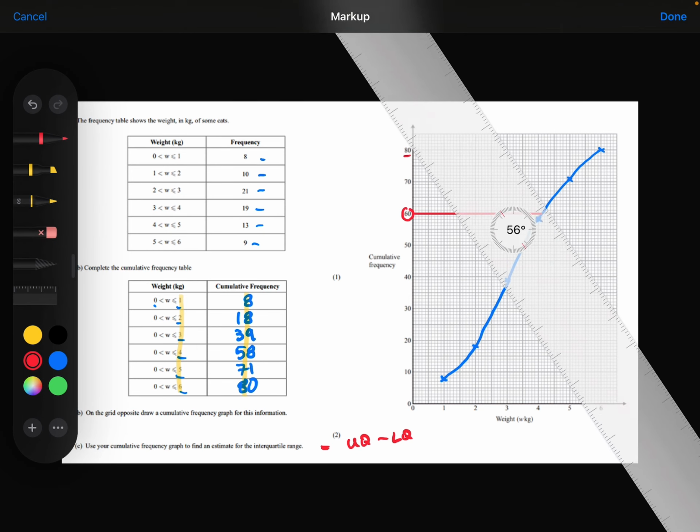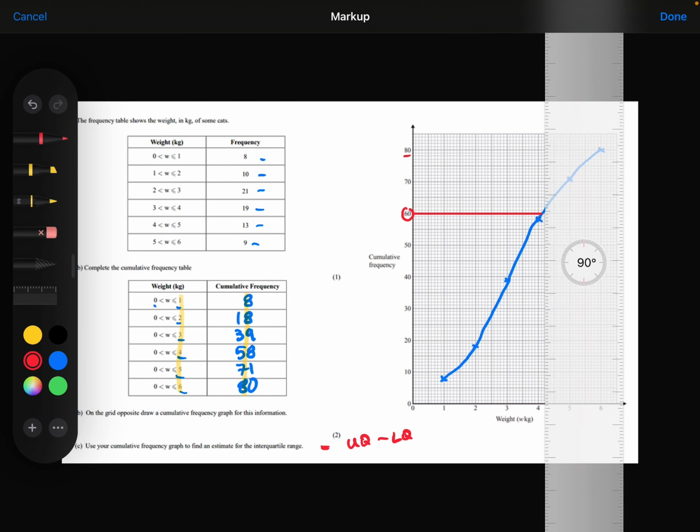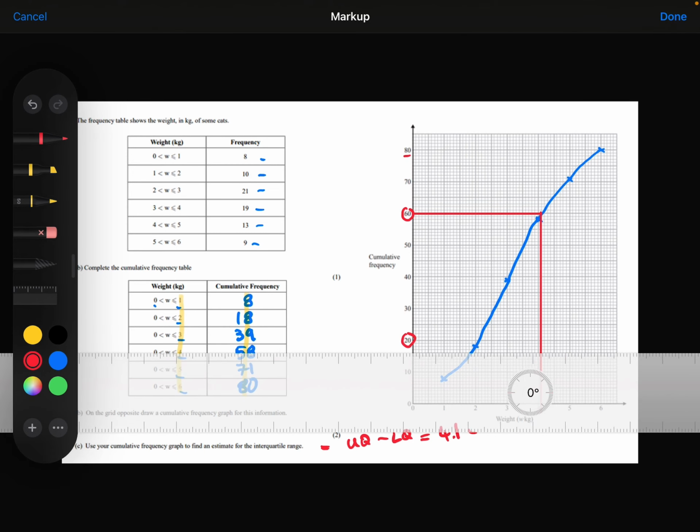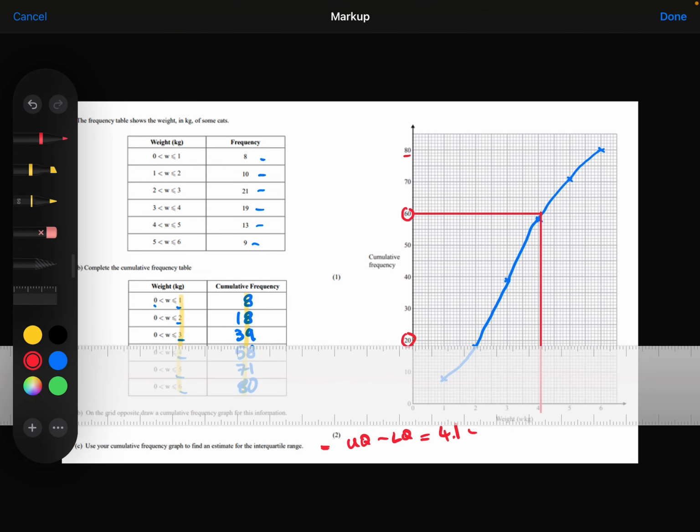And then we're going to draw a line down to find out what that cat weighs. And I reckon that's 4.1. The upper quartile is 4.1 kilograms. The lower quartile would be 20, because that's 1/4 of 80. So same method, we're going to draw a line across at 20.